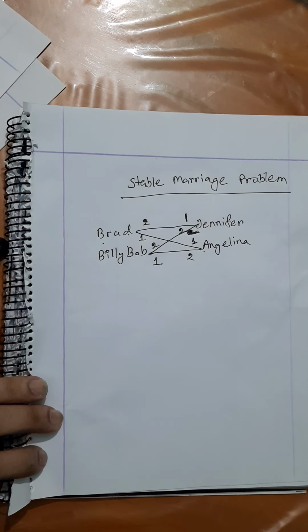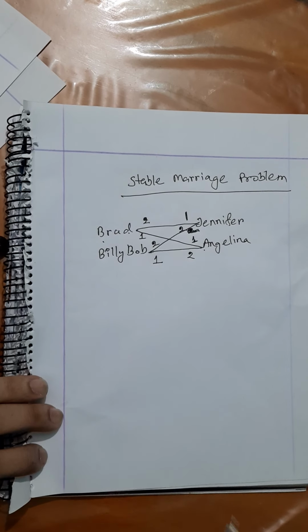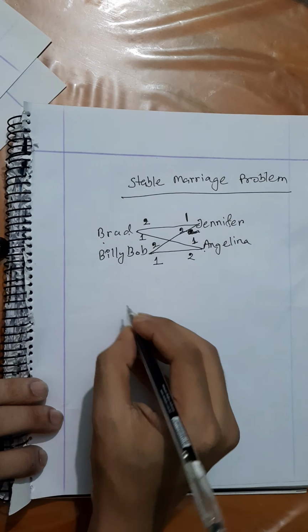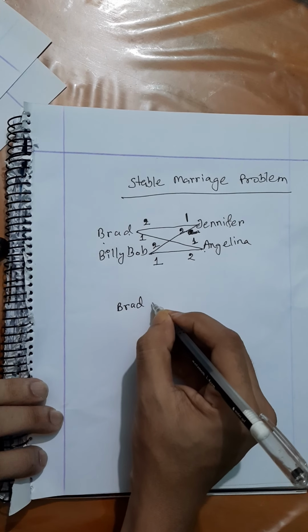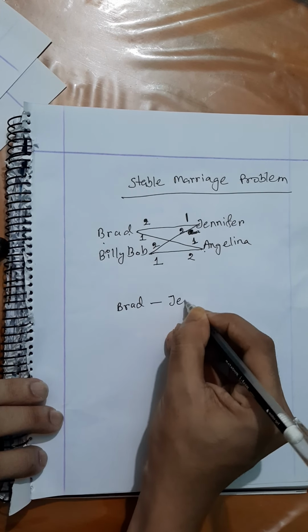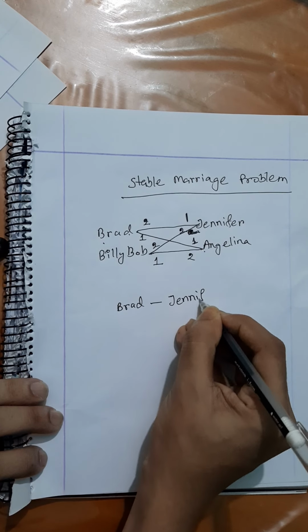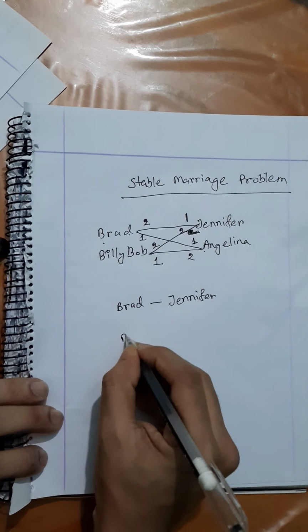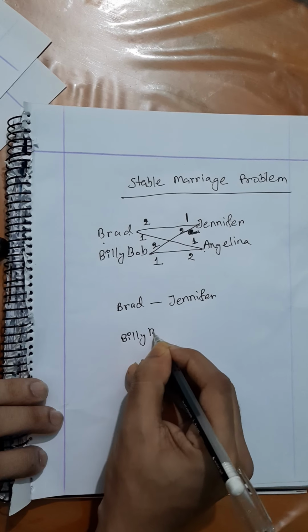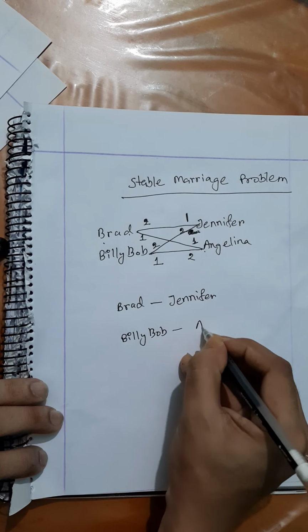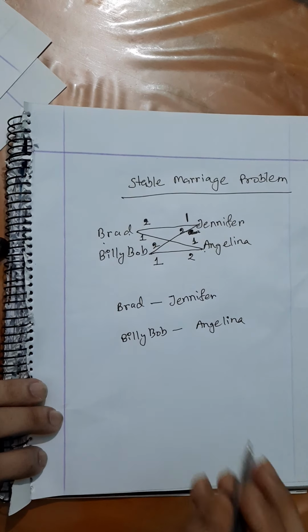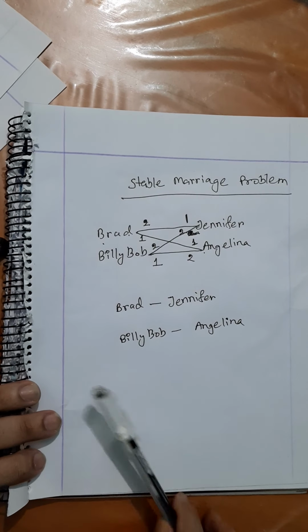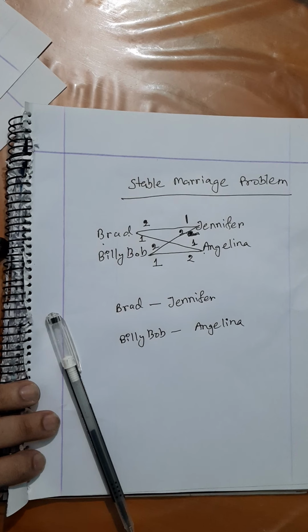Now let's say we made Brad marry Jennifer and we made Billy Bob marry Angelina. So we made the couples like this. This is going to create a difficult problem for us.